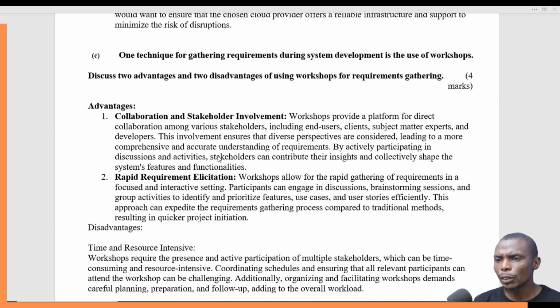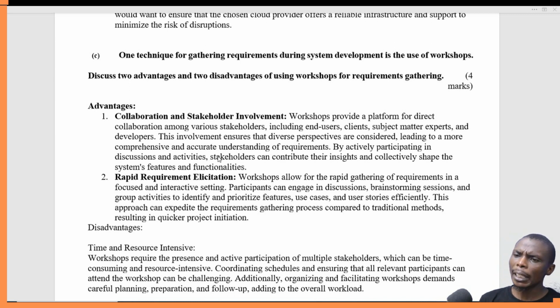So one advantage will be collaboration and stakeholder involvement. Workshops provide a platform for direct collaboration among various stakeholders. These stakeholders could be people like end users, clients, subject matter experts, and developers. This involvement ensures that there are diverse perspectives and considerations. This will lead to a more comprehensive and accurate understanding of the requirements.